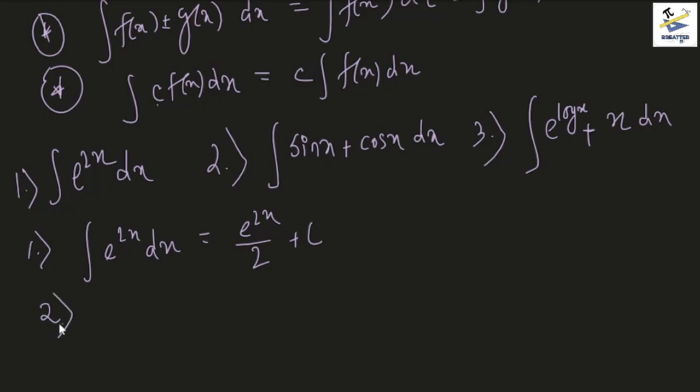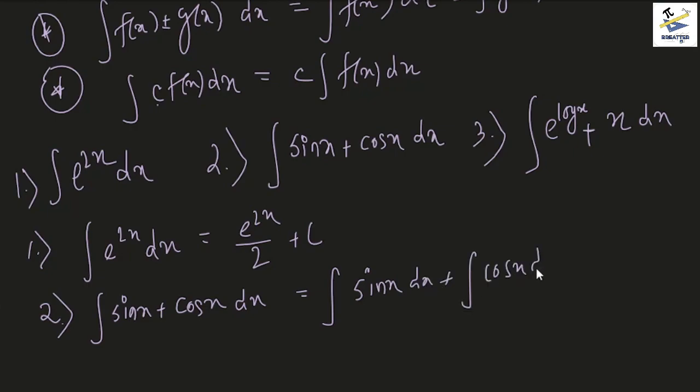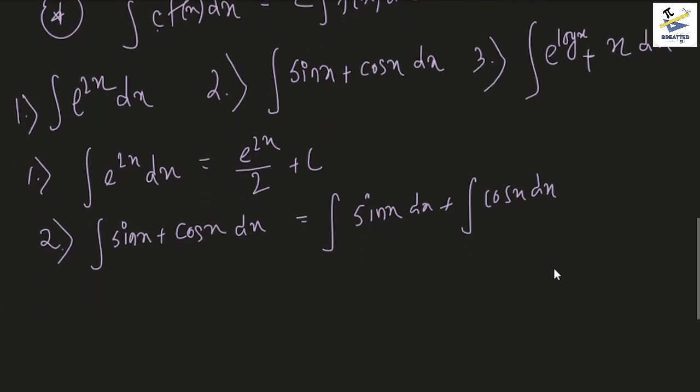Similarly, for number 2, what we can do is we can write integration of sine of x plus cos of x dx, and we can write integration of sine x dx plus integration of cos x dx. As I already mentioned, we can separate the two functions which are in addition or subtraction form and integrate them separately. Okay, so as we have learned, the integration of sine x would be just minus cos x, there is no dx because it is out of the integration, plus integration of cos x is just sine x.